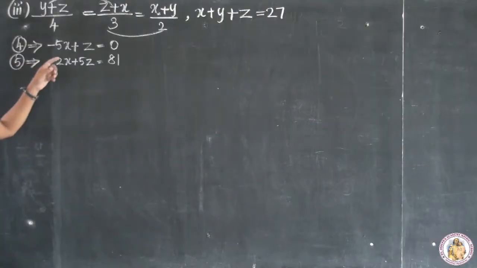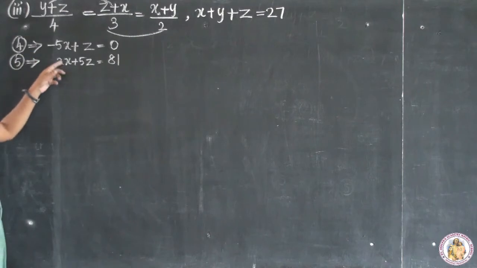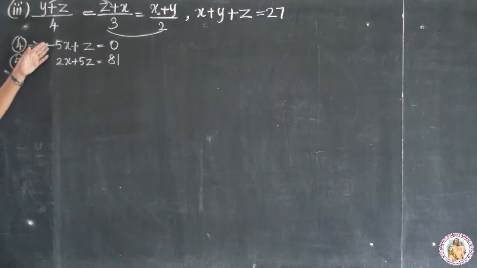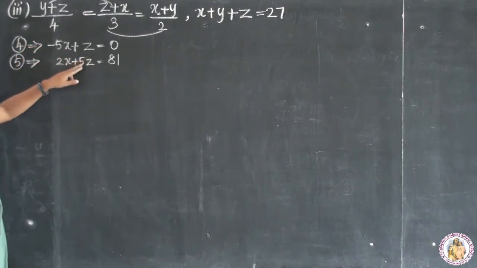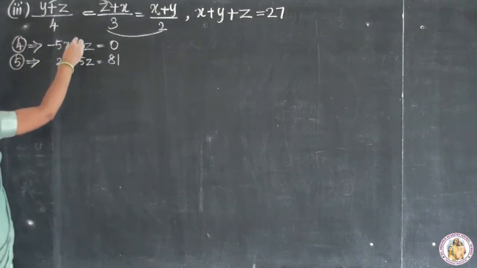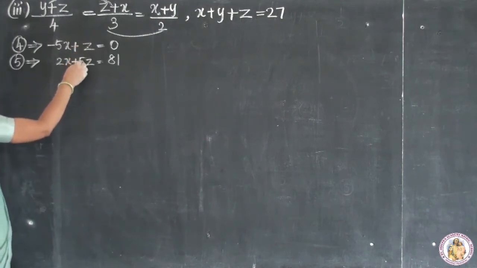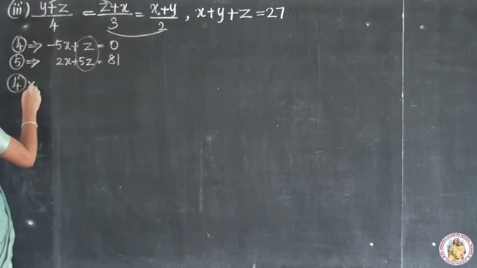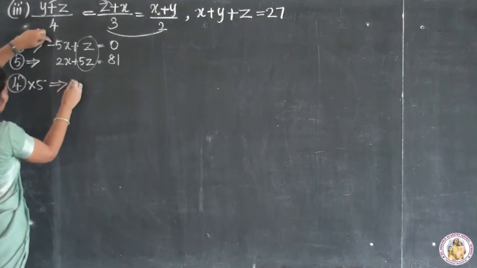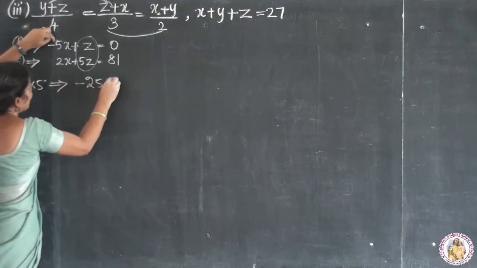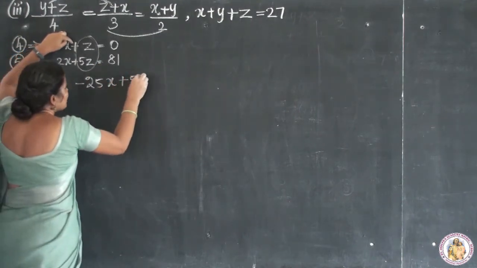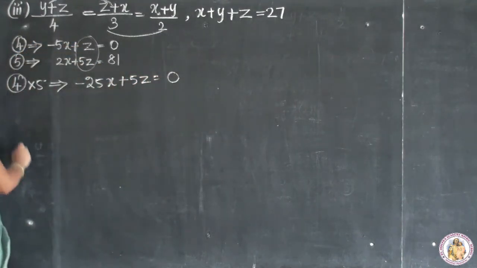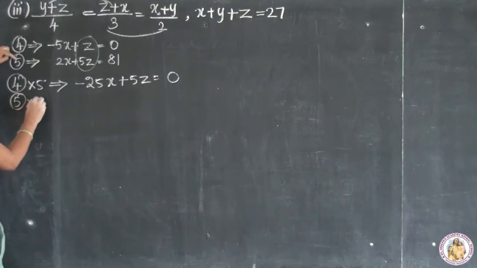Equation number 4 and 5. If you need to cancel x, you have to multiply 5 with fifth equation and 2 with fourth equation. If you need to cancel z, you have to multiply fourth equation into 5. So you can select any variable. I am going to do with z. So to make it equal here, I am going to multiply with 5. Fourth equation is multiplied with 5. So that 5 into 5 is 25x plus 5 into z, 5z is equal to 5 into 0, 0. So that fifth equation remains as is.